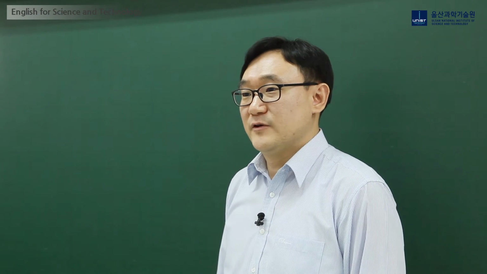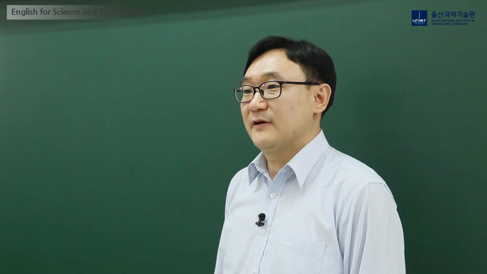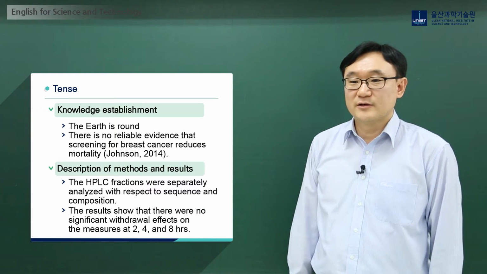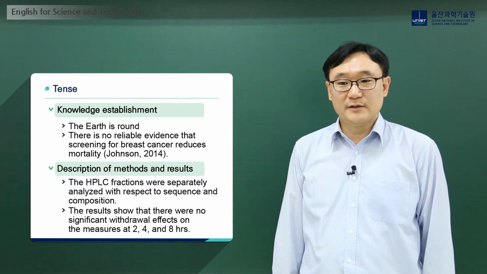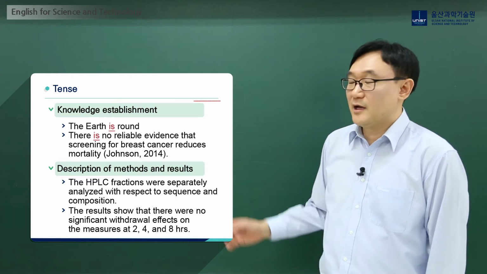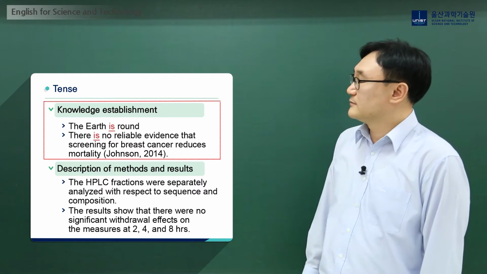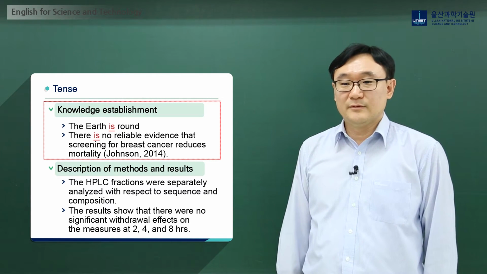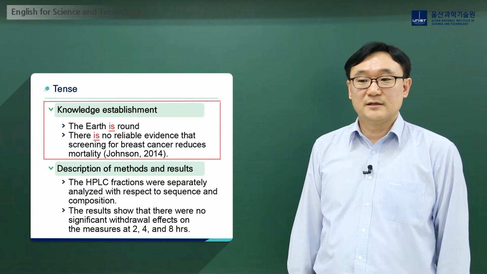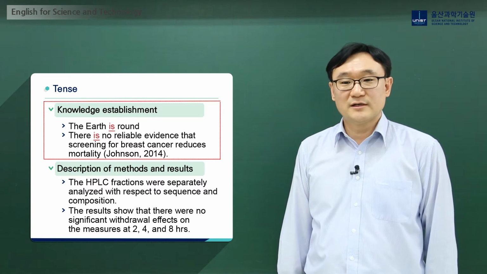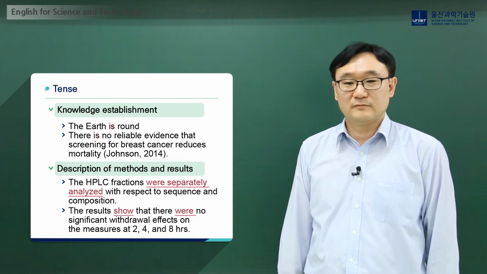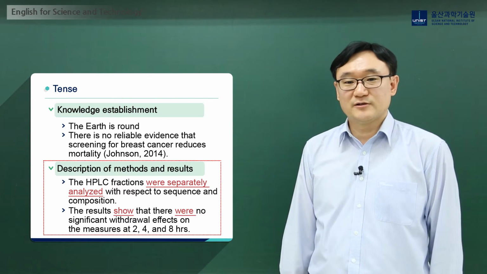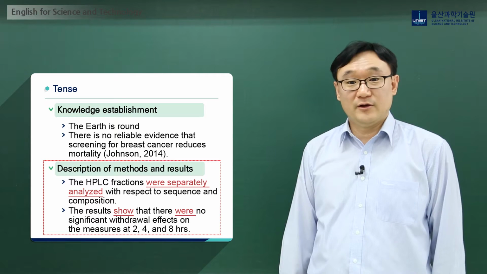Here's another confusing grammar point in scientific writing. It's tense. We can categorize the use of tense for different purposes. Have a look at these examples. The first set of examples are in present tense for delivering established knowledge. For example, we want to establish the knowledge about the earth.